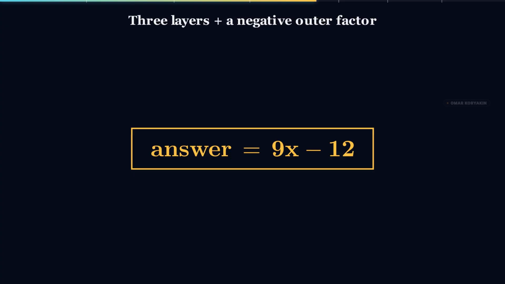The big lesson from this three-layer example is that the same innermost out workflow handles any number of nesting layers without change. Each layer requires one distribute step plus one combine step before moving to the next layer outward. The negative outer factor in the last step is also a reminder to double check signs whenever you distribute a negative across a sum or difference.